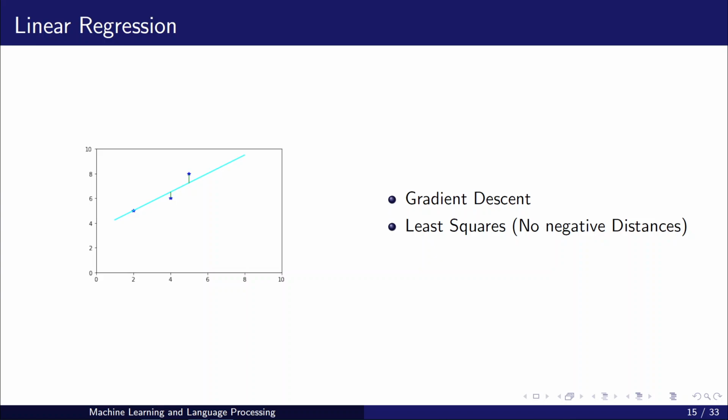So at any point we will calculate the error and we would like to minimize the error. So this method is known as the gradient descent method. We use the least square method here because we don't want any negative distances. For example, this distance is negative and this distance is positive. So in order to avoid negative distances, we will take the square of the distances. We call it the least square method.